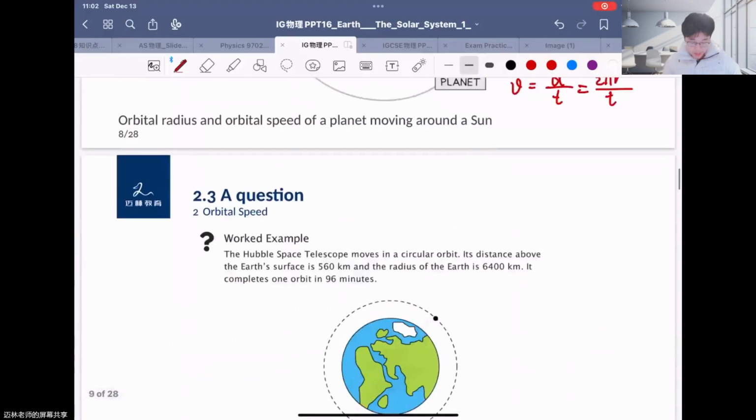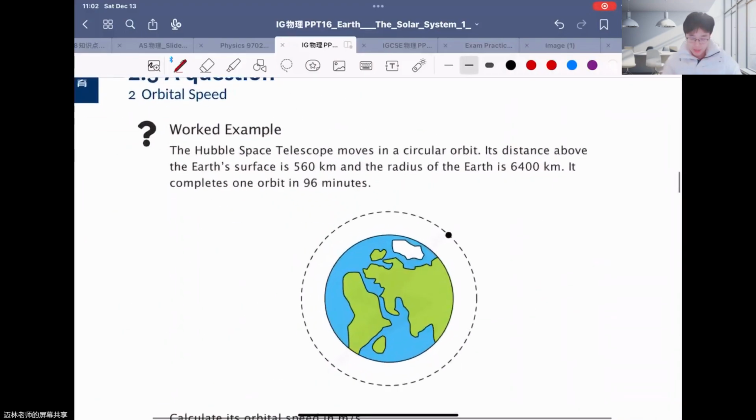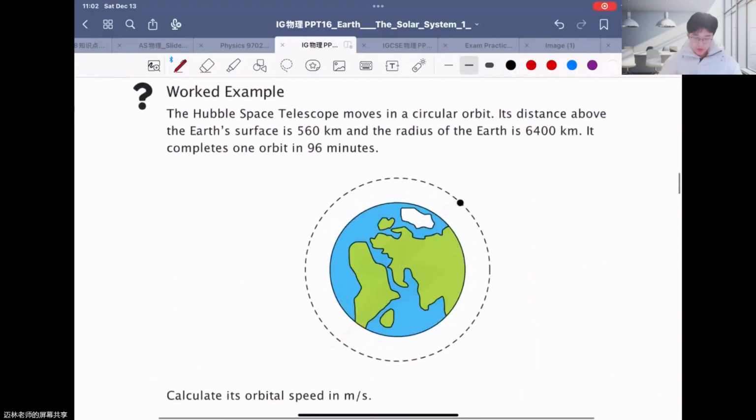Okay, and here is a very interesting question. I'll give you some numbers here. The satellite's height above the Earth's surface is about 560 kilometers, and the radius of the Earth is about 6,400 kilometers. It completes one orbit in 96 minutes. So it is flying at orbital speed. Here you can find the black circle, which means the orbit of the satellite, right?